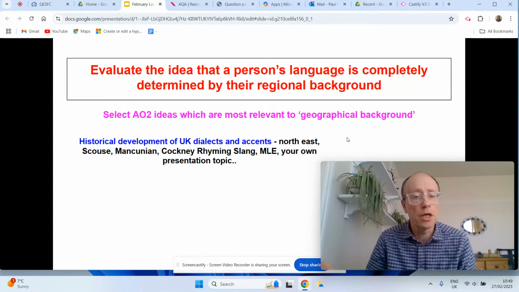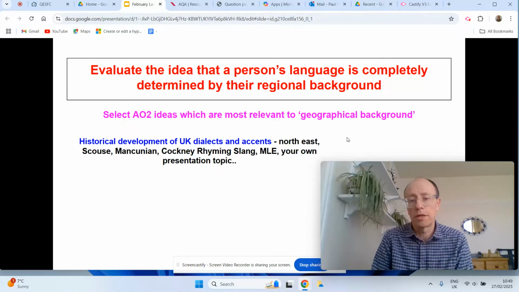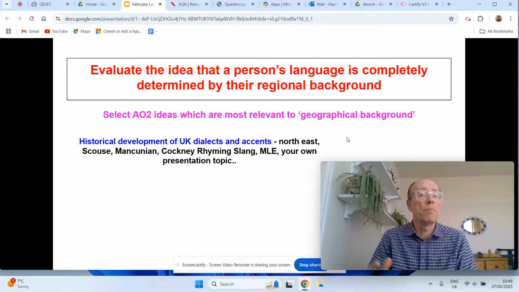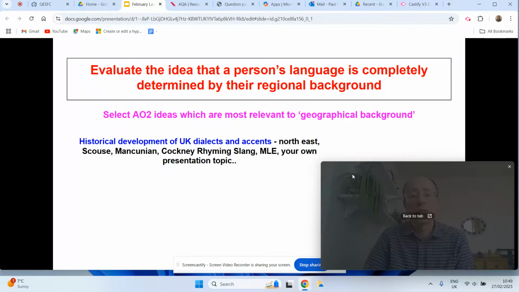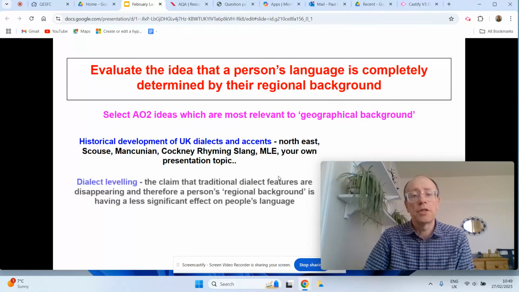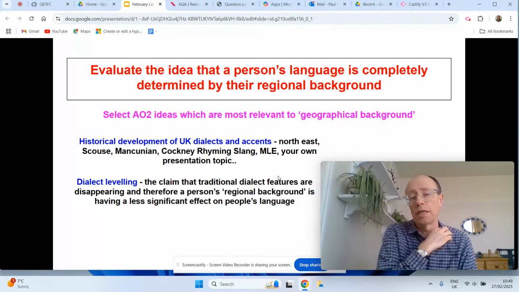Now, we could go on, couldn't we? We could talk about Cockney rhyming slang, or multicultural London English, or maybe you have done research into another area of the country which has very distinctive linguistic features. This is your opportunity to use that knowledge. Here's another set of AO2 ideas.